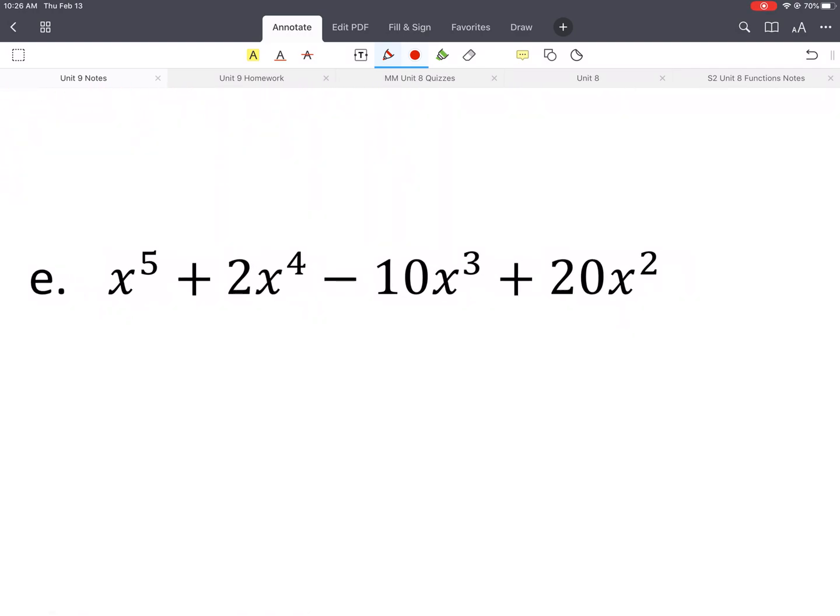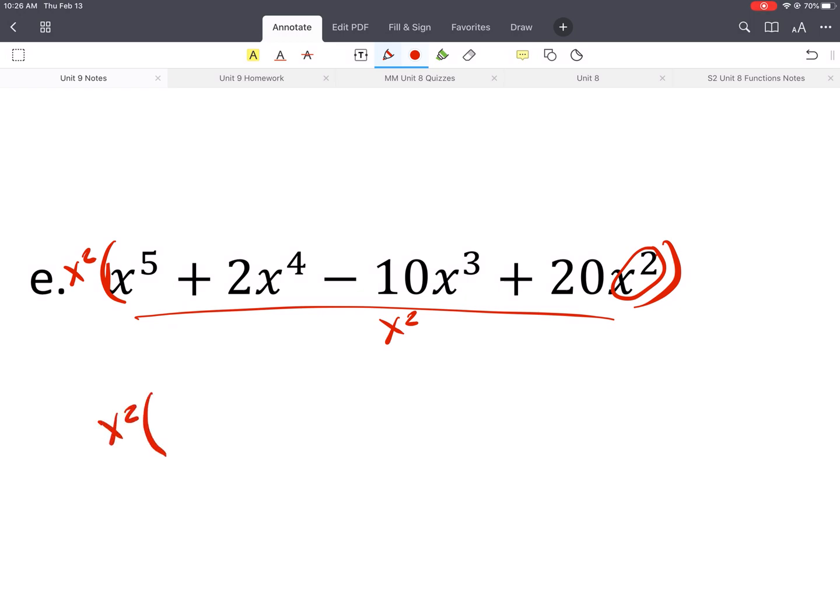Here we have 1. Let's see what's the greatest common factor. Well, the coefficient for x to the 5th is just 1, so the greatest common factor for everything would have to be 1. And then for the variables, it would be x squared. So we'll end up getting x squared times, and then we'll do 5 minus 2 gives you x to the 3, plus 2 times x to the 2. 4 minus 2 gives you 2. Minus 10x to the 3 minus 2 gives you 1, plus 20 times x squared over x squared, those cancel out.